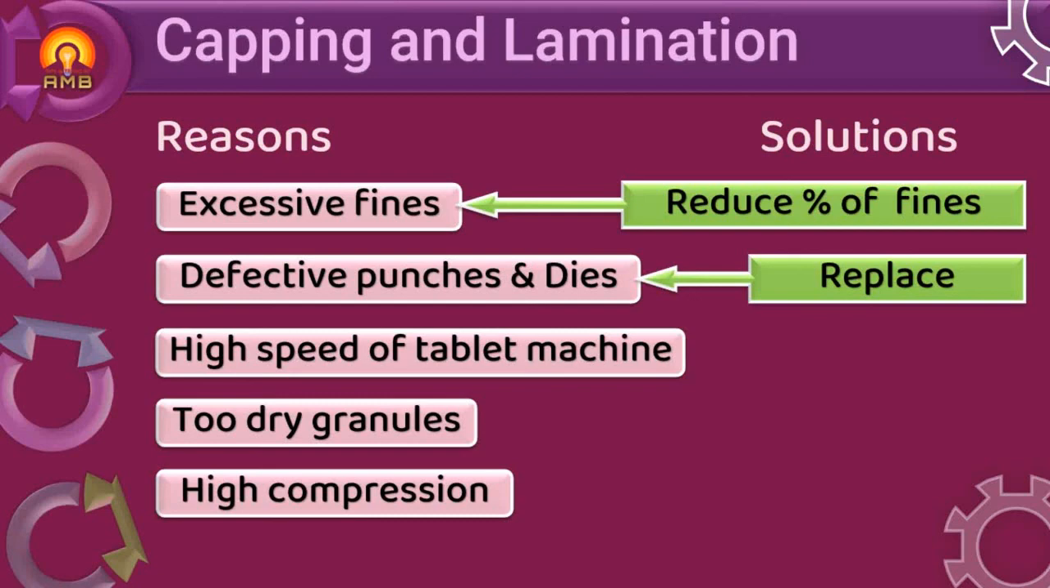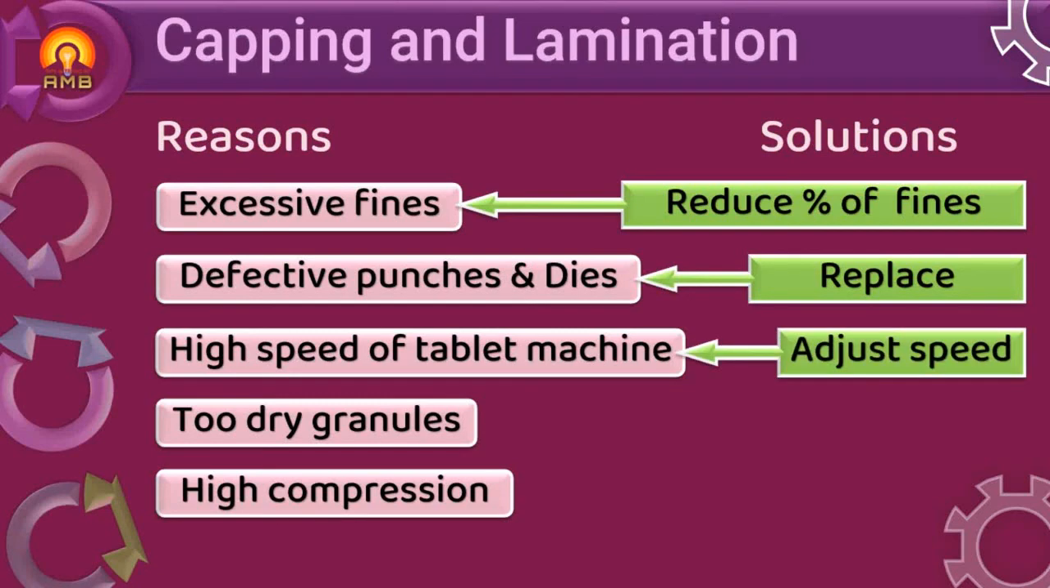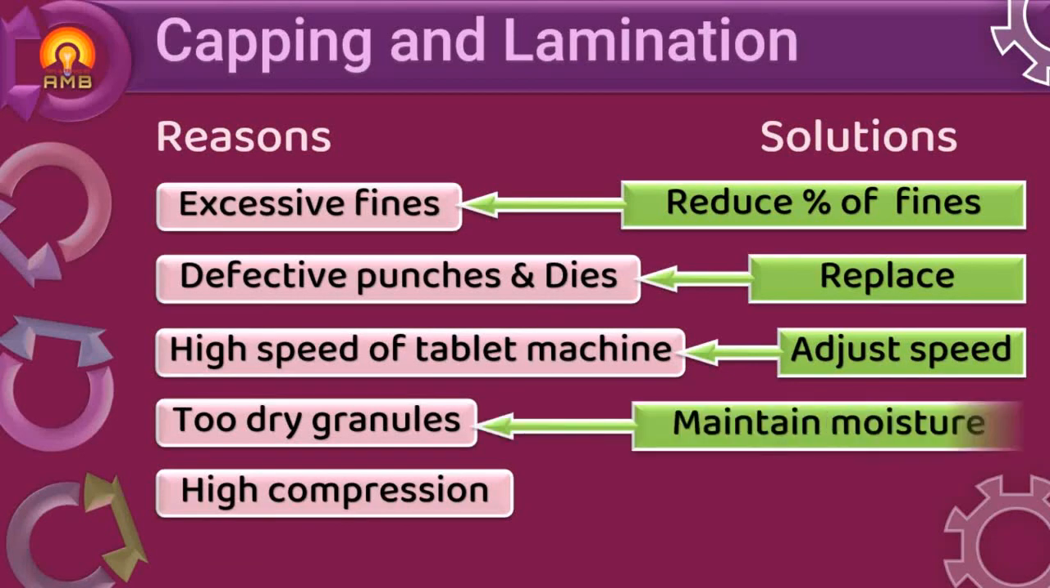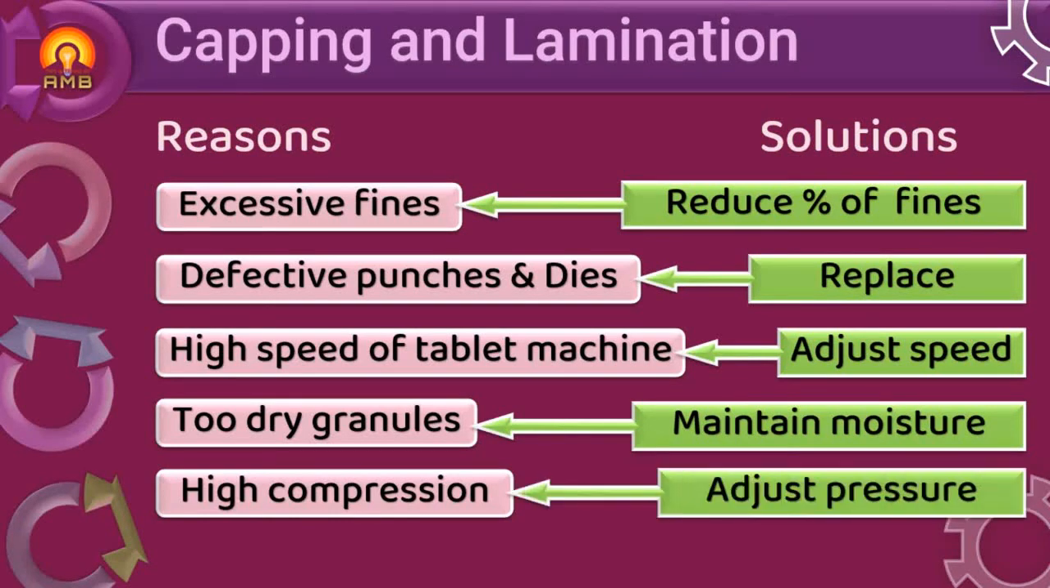We can also prevent it by adjusting the speed of the tablet machine to the optimum speed. Capping and lamination can also be prevented by maintaining the desired moisture content level in the granules. And it can also be prevented by adjusting the pressure on the punches so as to maintain a proper degree of compression.